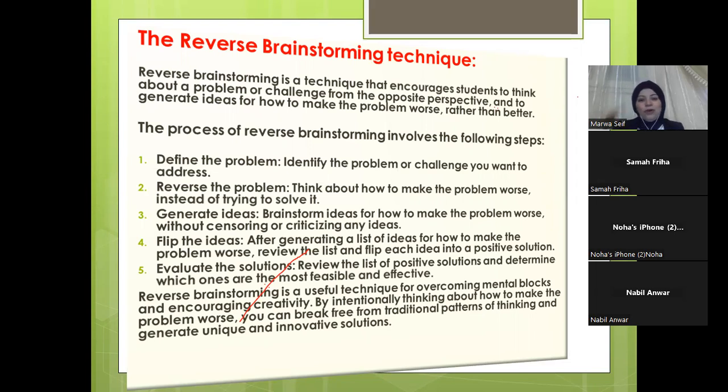Okay, so we think about how to make it worse first, and then we flip the ideas, so we have the solutions. Afterwards, we start evaluating the solutions and deciding on which ones will be the most effective or the most applicable, achievable, or feasible.